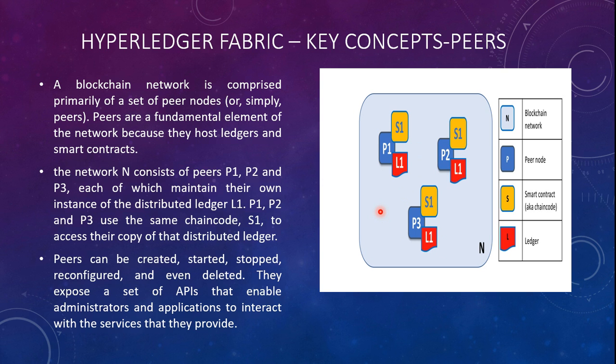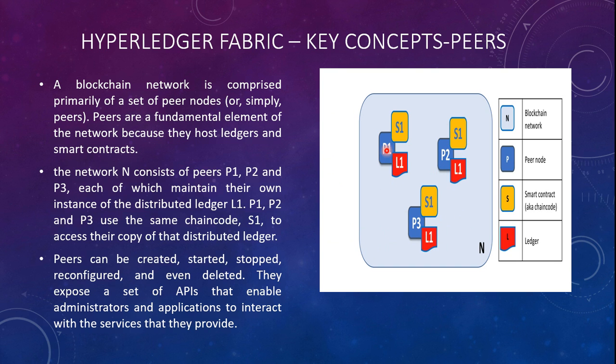Peers can be created, started, stopped, reconfigured and even deleted. As time goes by, there can be additions or deletions, and they can be started or stopped. They expose a set of APIs that enable administrators and applications to interact with the services that they provide. External to the network are the applications.